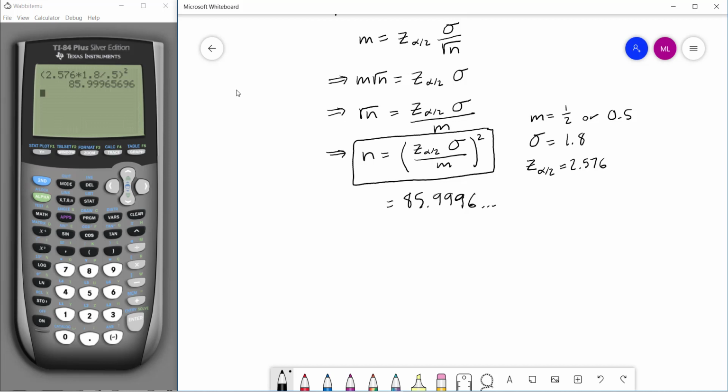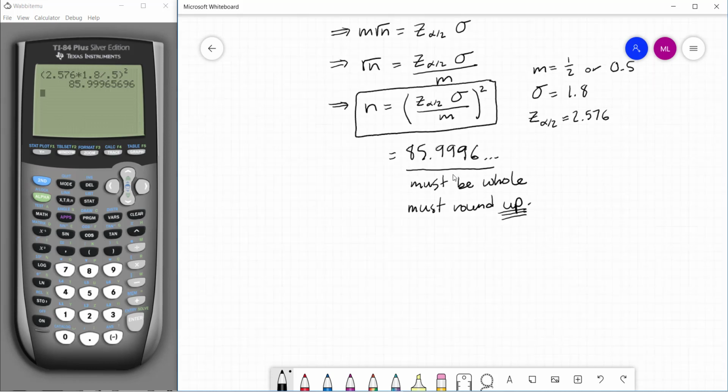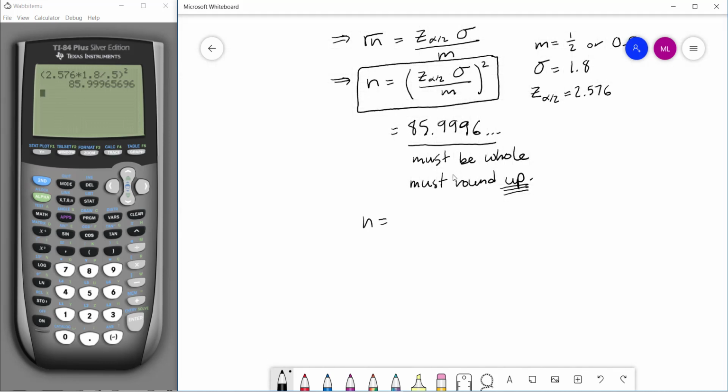Keep in mind, this is a sample size. You can't sample 85.9996 men to figure out what their shoe sizes are. You can only sample whole numbers. So this answer must be whole. And furthermore, we must round up, always up. So in this case, that's not a problem. So we require, in this case, n equals 86 men. We need to sample 86 men to figure out their shoe size.